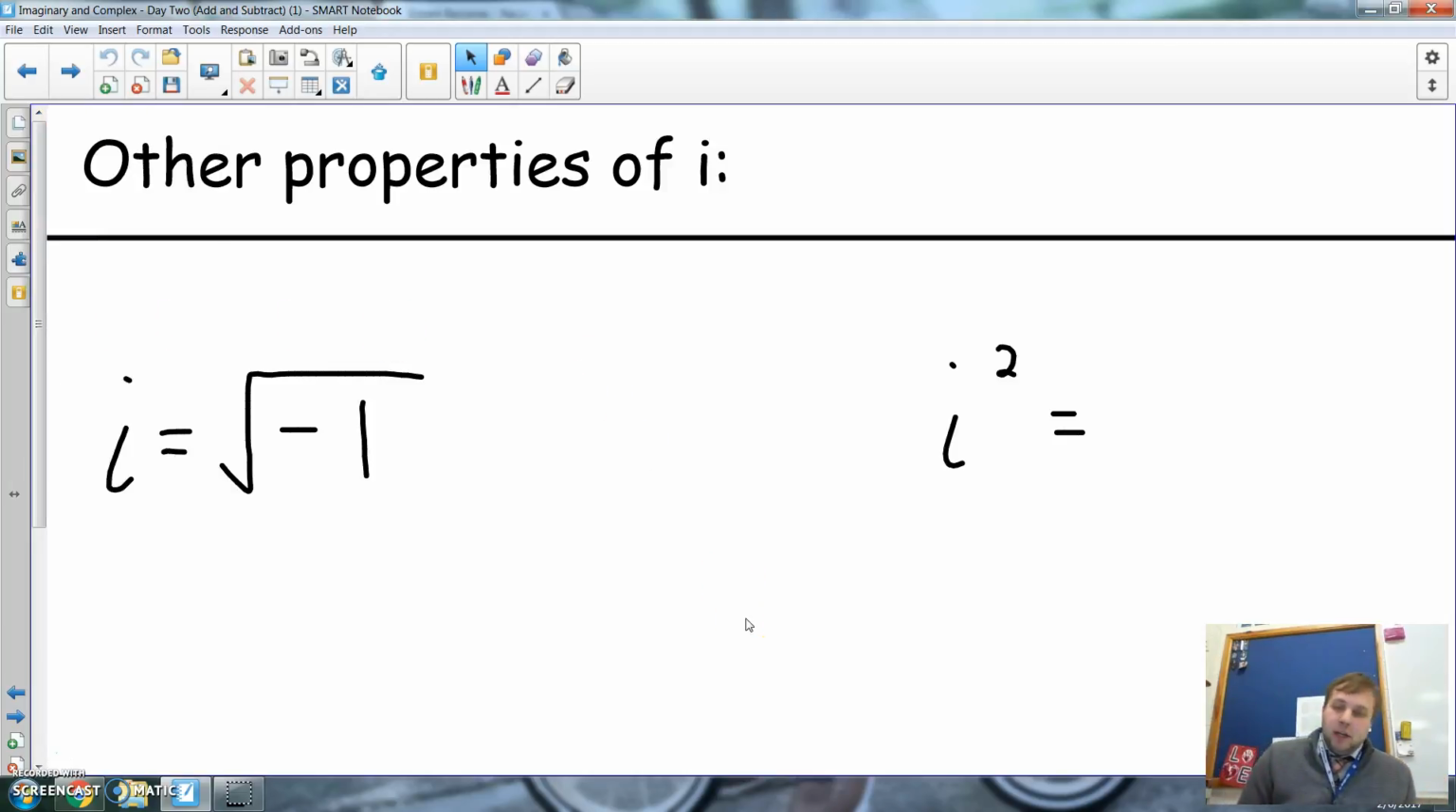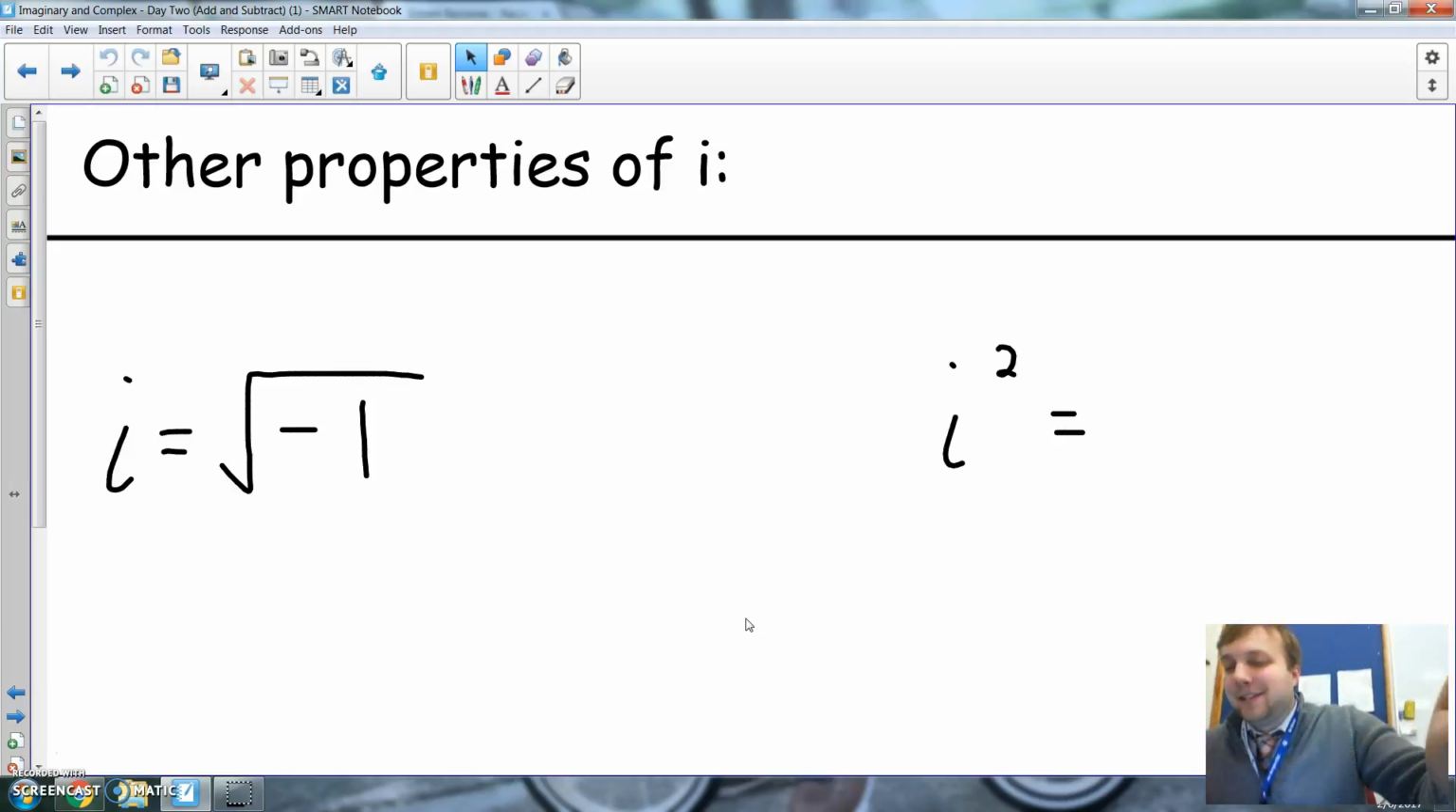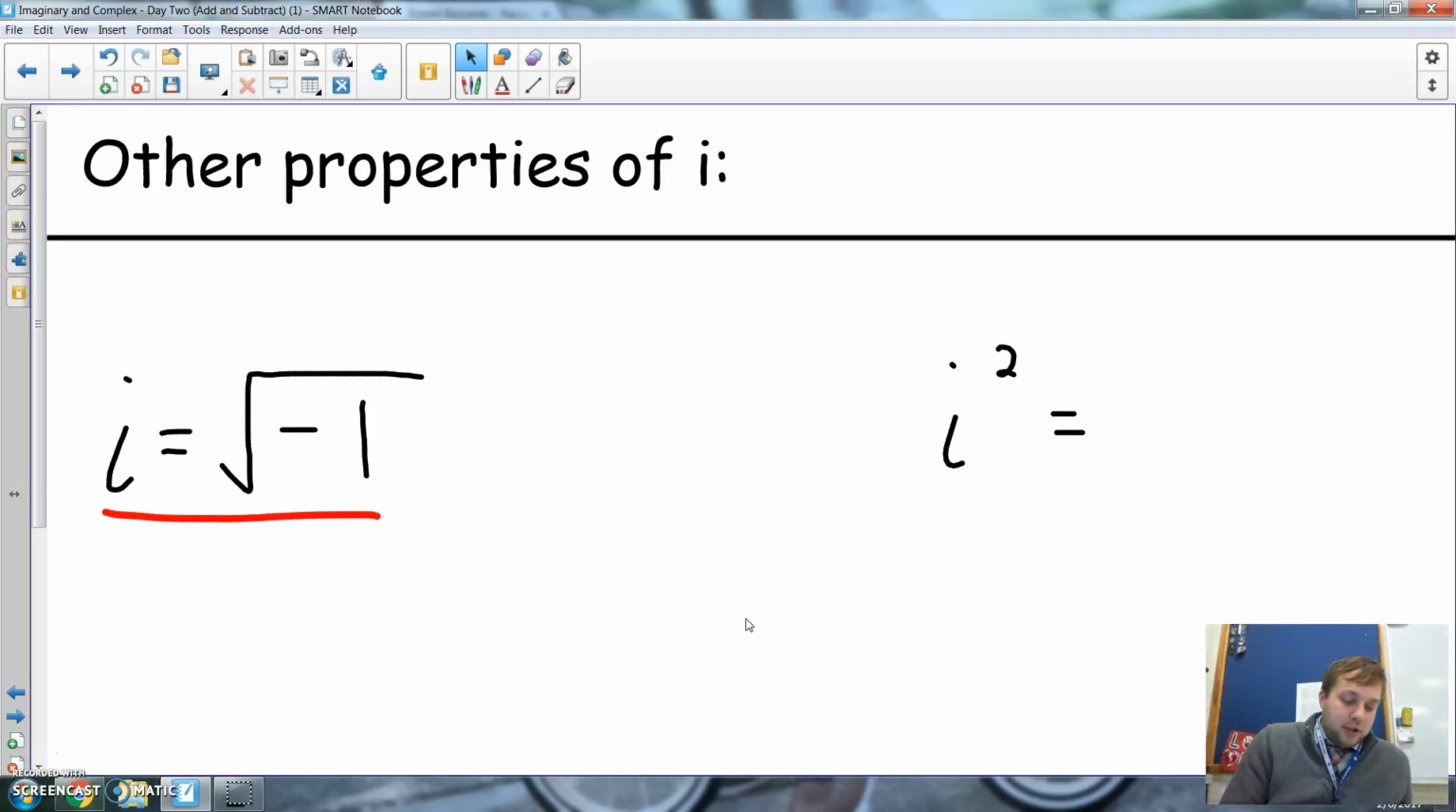All right. Yesterday, we talked about this guy right here. We talked about that i was the same thing as the square root of negative 1. And i stands for, anybody? Imaginary. Good. Yes. Yep. So i stands for imaginary. And that is going to stand for the square root of negative 1 because we can't have that happen.